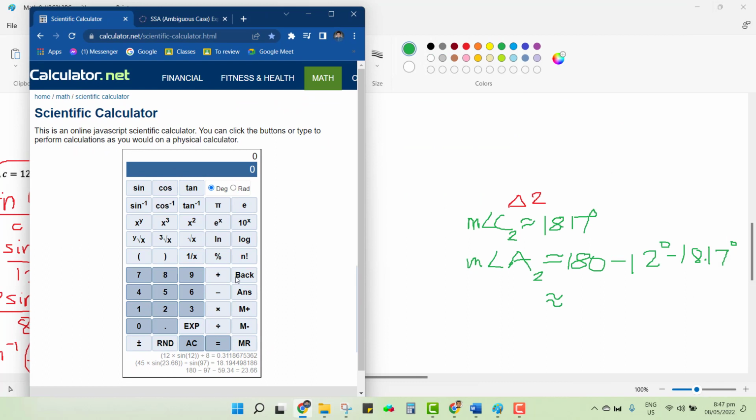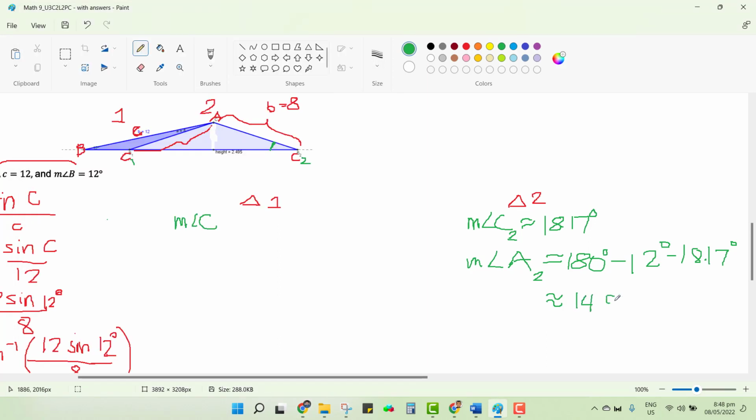180 minus 12 minus, again, that's degrees, okay, 18.17. So 149.83 degrees. This is the measurement of angle A. This is also another proof in saying that triangle number 2 is the largest, because it talks about the entirety of this, not just this angle here. So this is the measurement of angle A in the second, or the largest, triangle.